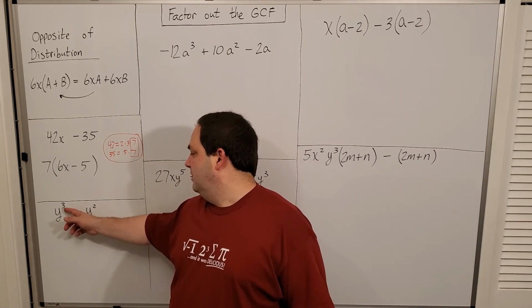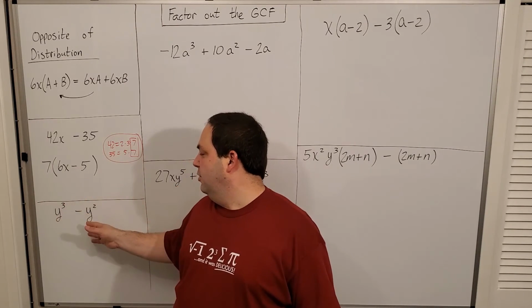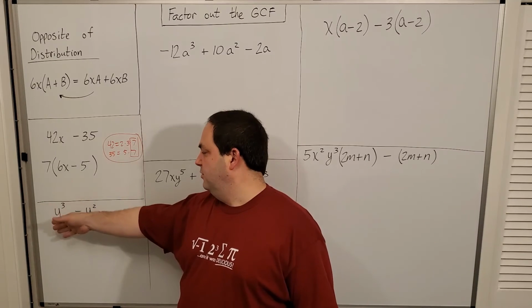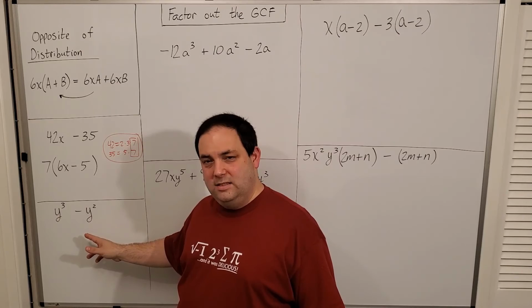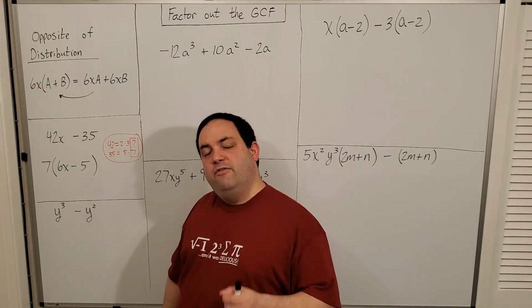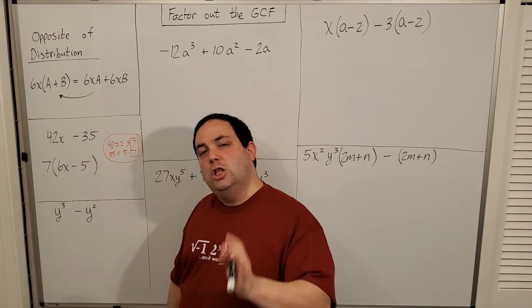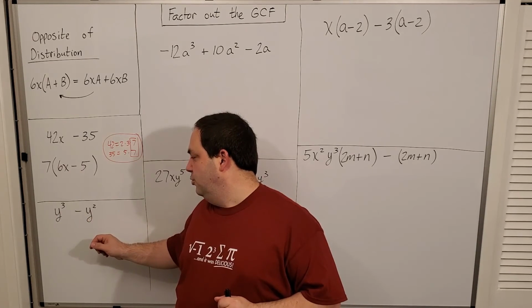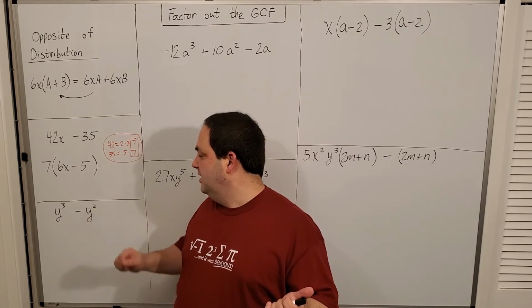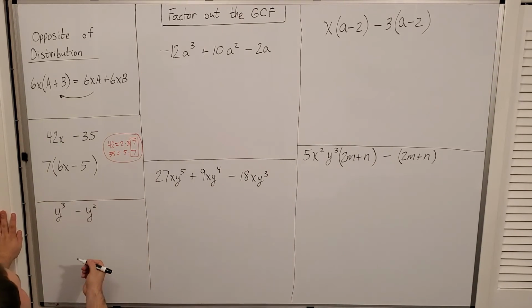Next, y to the third minus y squared. So I can see there's no numbers that I need to look at here. Both of them just have a 1 in front. But they both have y's. And remember, the GCF for variables, if they have a letter in common, is always whatever the lowest exponent is. So between y to the 3 and y to the 2, the lowest power I see is y to the 2. So that's what I'm going to pull out in front of my parentheses, y squared.